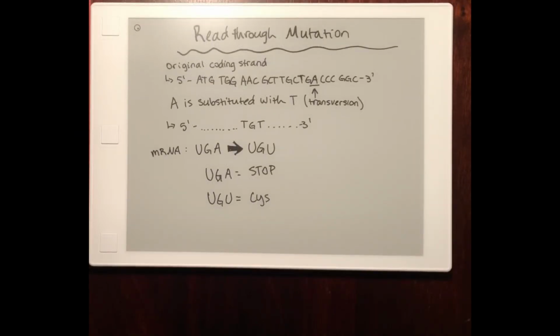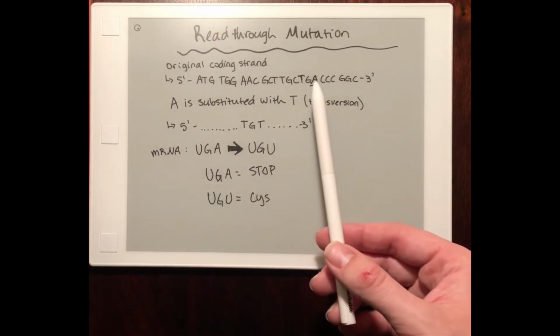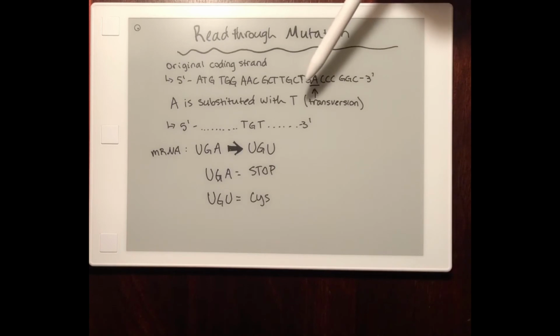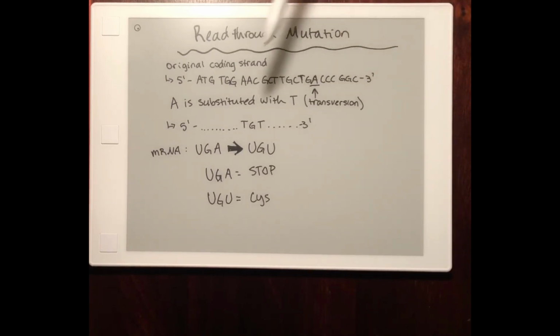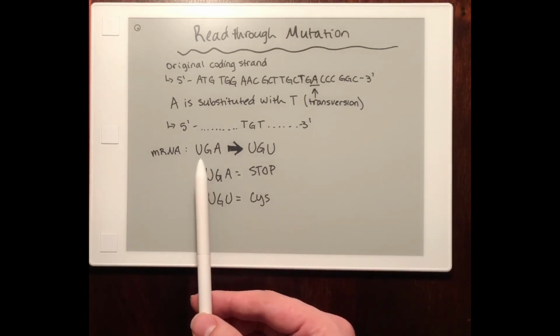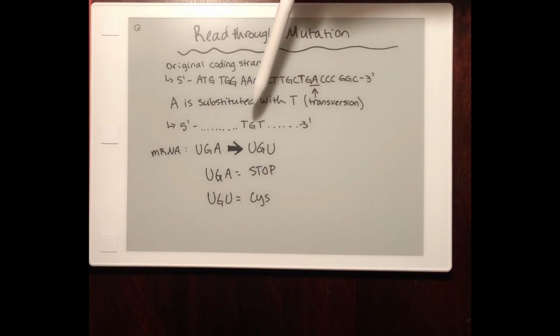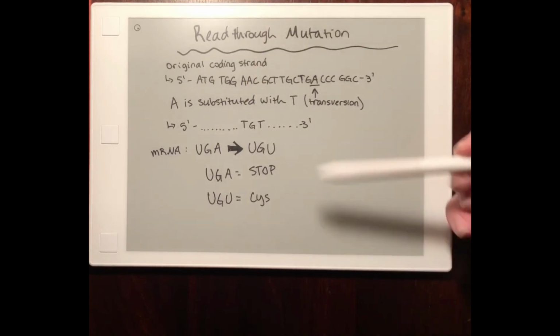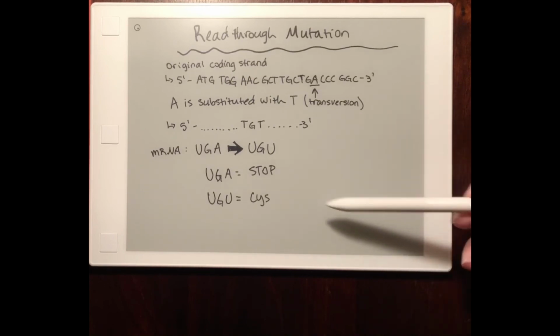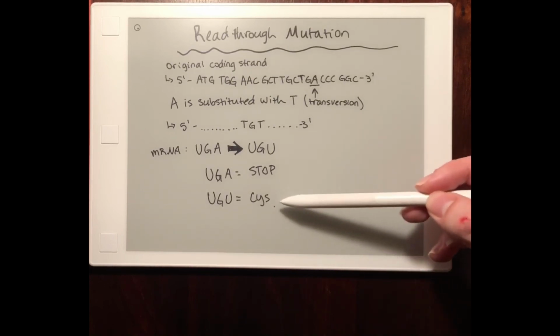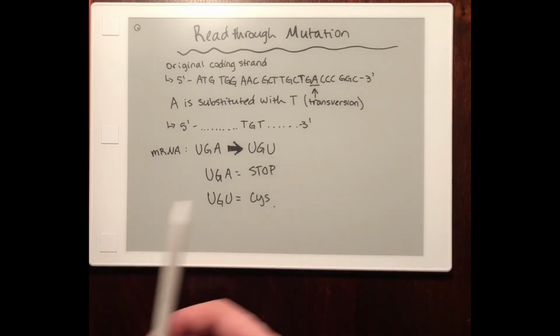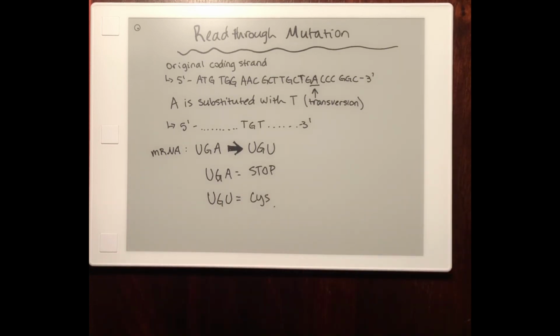Finally, we have a read-through mutation, and so here's the original coding strand, and if this A is substituted with a T, which would be a transversion, the sequence would now read TGT instead of TGA, and this would now result in an mRNA codon of UGU instead of UGA, and as you can see, this would go from a stop to coding for an amino acid, and this would just result in a non-functional protein as well.